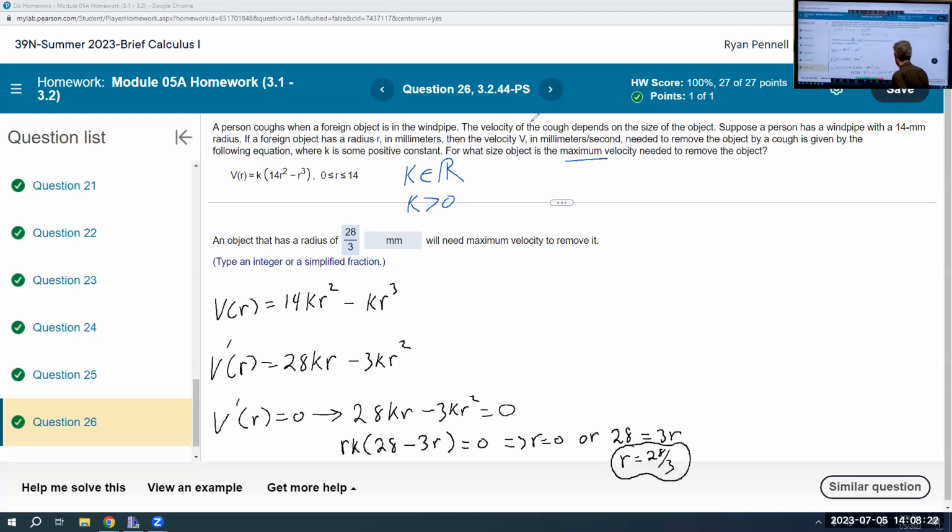I don't think the radius is 0. So it's 28 thirds millimeters. Enter as an integer or simplified fraction. That's what we did.